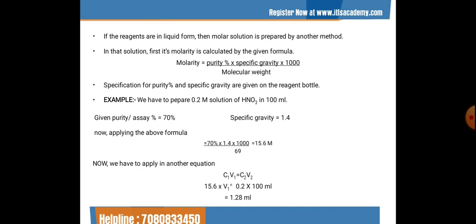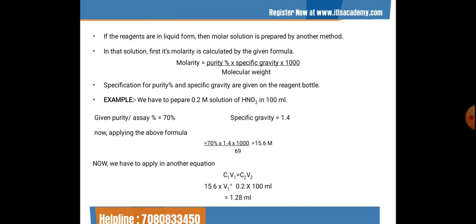Now putting all the values, V1 will be the amount that should be taken from that particular reagent bottle to make 100 ml of solution. Putting all the variables into the equation C1V1 equals C2V2, we get the V1 value equal to 1.28 ml. Therefore, in a measuring flask we have to put 1.28 ml of HNO3 and make up the volume by adding water up to the mark of 100 ml. And we make the accurate concentration, that is, the standard solution of HNO3.